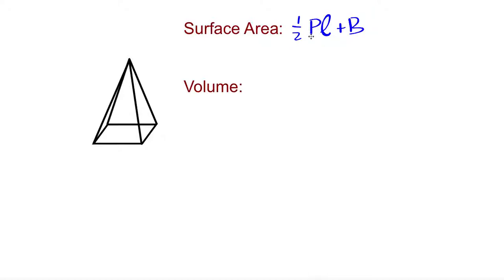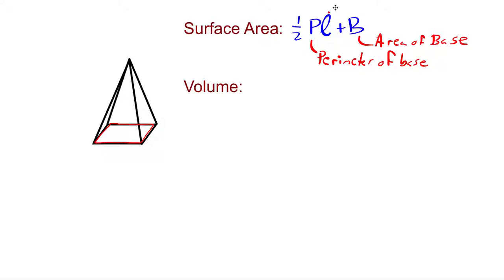Okay, so notice the capital letters here. So this capital P stands for perimeter, and specifically the perimeter of the base. This capital B stands for the area of the base. So this is our base down here, which in this case is a rectangle. And so what we want to do is find the perimeter of it, and that's capital P. We want to find the area of it, base times height, which is capital B.